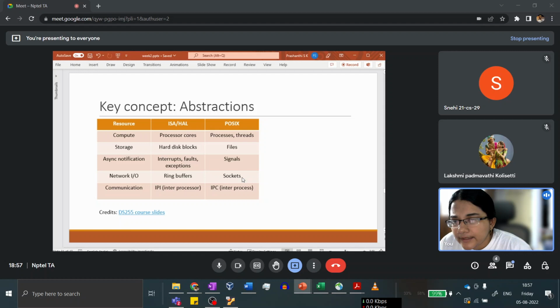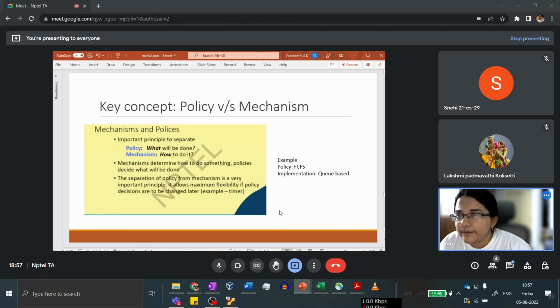Similarly, if you've done a bit of networking or C programming, you would have heard of sockets, right? If you look at a lower level, the same thing is referred to as a ring buffer. And similarly, you would have heard of IPC, interprocess communication. At a lower level, it resolves down to IPI. So these are all some abstractions that different layers provide you, and that's building on top of what the hardware has to offer. So this is something I felt would be useful.